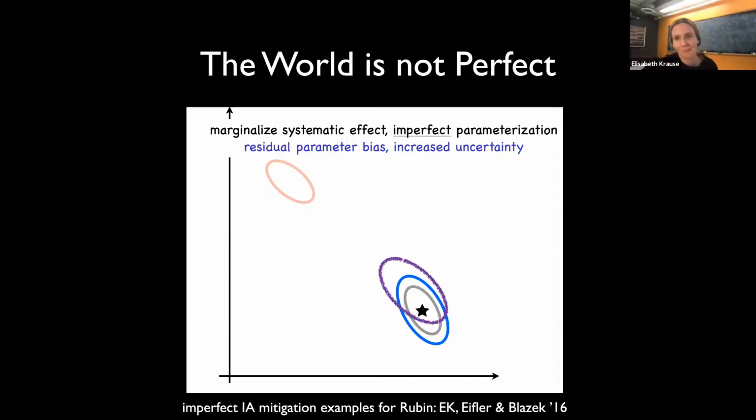Of course, in reality, the world won't be perfect. And most likely, many of our systematics mitigations will end up with some residual parameter bias and increased uncertainty. And I will next tell you how we can use different cosmological measurements to understand in what regime of this residual uncertainty we are, and use it as an important cross-check.